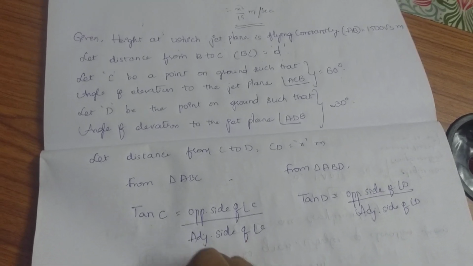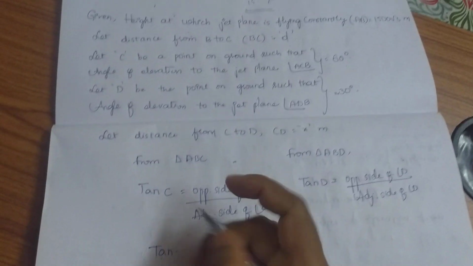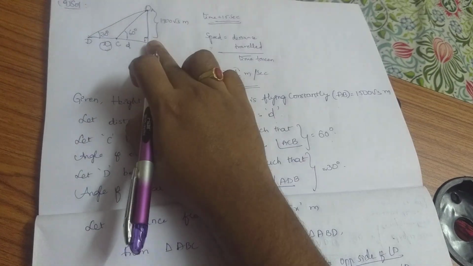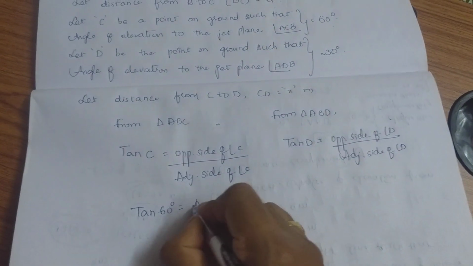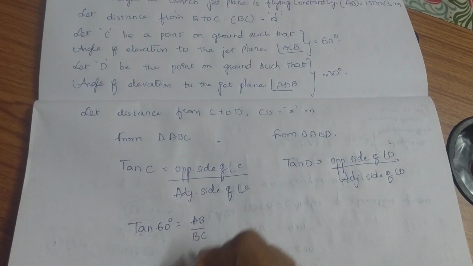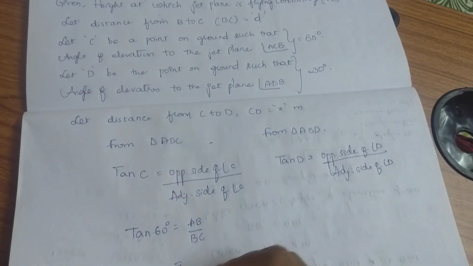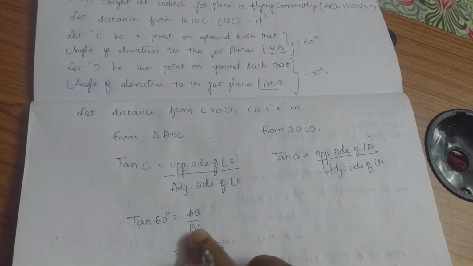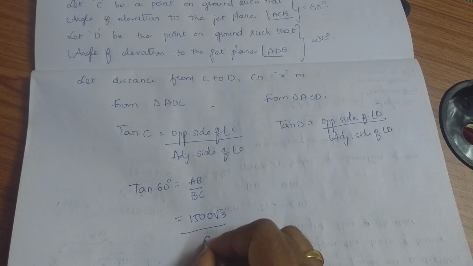Okay, what is C? C value is 60 degrees, D value is 30 degrees. So tan 60 equals AB by BC. What is AB? See here, AB is nothing but the height at which the jet plane is flying. They have given it as 1500 root 3, divided by BC. What is BC? BC is the distance between B and C.